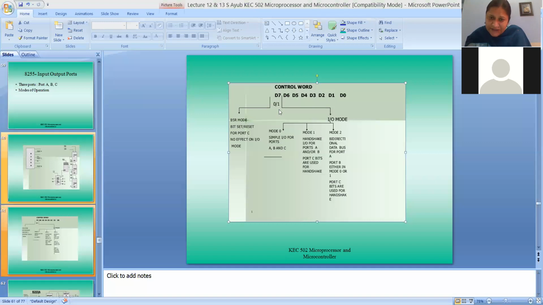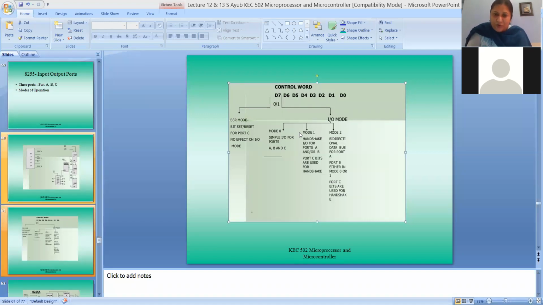Once this bit is 0, it is applicable to port C only. But if this bit is 1, then it is applicable to all ports A, B, and C together. Port A can be input or output, port B can be input or output, and port C can be input or output. And in input output mode, there are three different modes: mode 0, mode 1, and mode 2. Mode 0 is your simple input output mode.